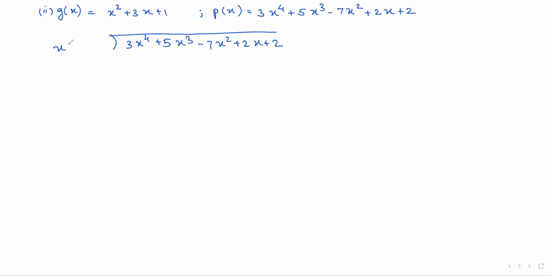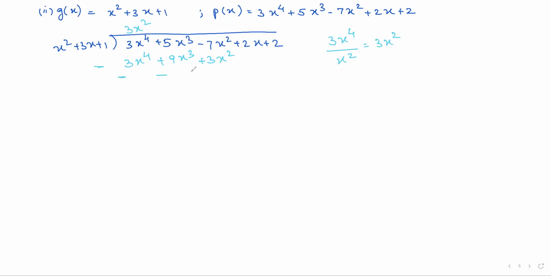And your g of x over here. Now, the first term is to be divided by the first. 3x to the power 4 divided by x square is equal to 3x square. 3x square over here, you'll multiply it by g of x. You get 3x to the power 4 plus 9x cubed plus 3x square.